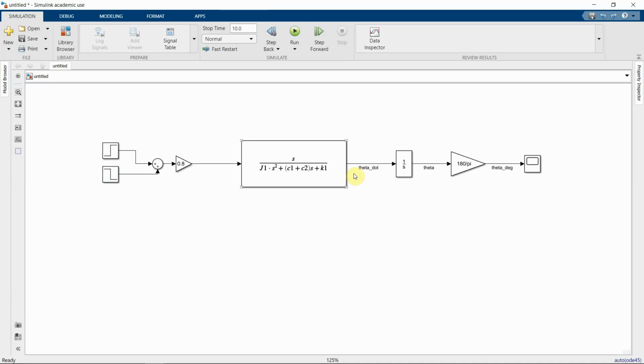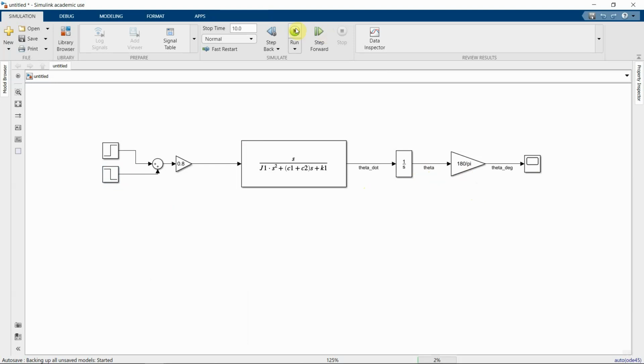Because the output of this transfer function is theta dot, we want to transform it into theta, and I also want to display it in degrees because it's more intuitive for me to understand what's happening in a system. That's why I multiply our signal that's in radians by 180 divided by pi, which transforms it into degrees.